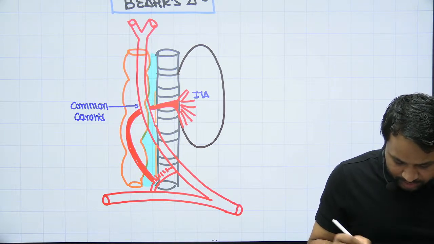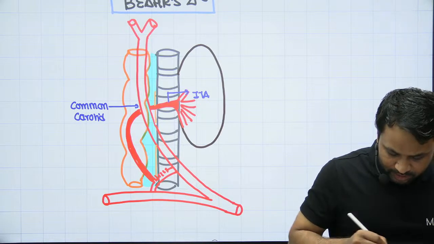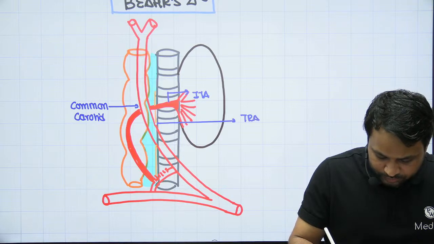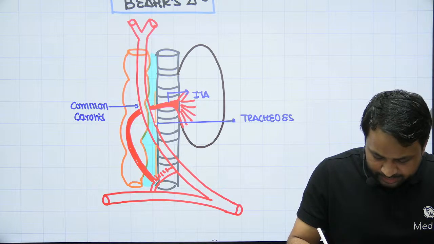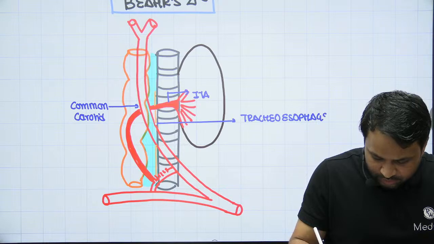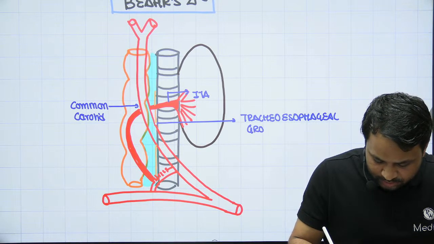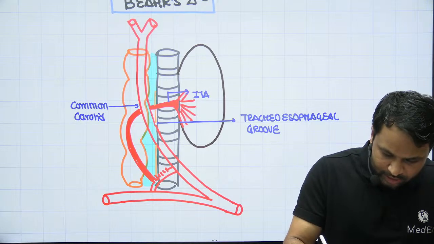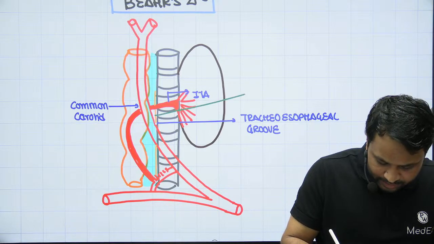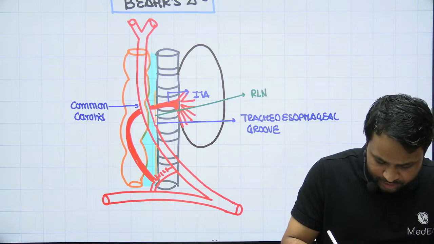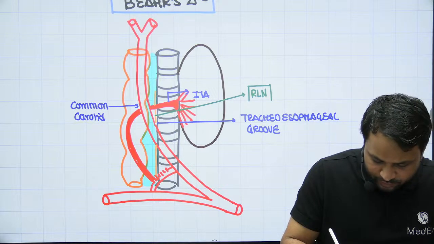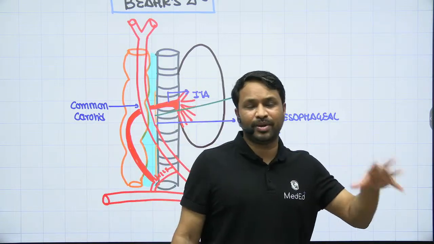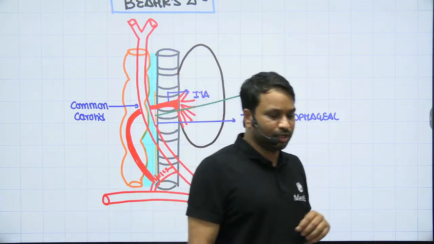So we have the common carotid, we have the inferior thyroid artery, and then you have this area which is your tracheo-esophageal groove. Through this tracheo-esophageal groove, you have this structure which is running, and this is our recurrent laryngeal nerve. So you should be extremely careful when you're dissecting your area of the Beahrs triangle, because there you are going to get your recurrent laryngeal nerve.